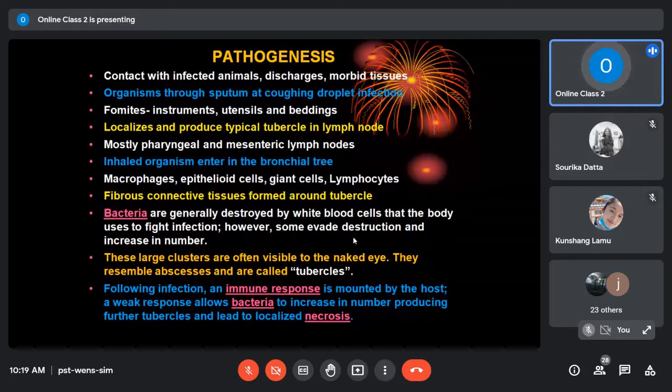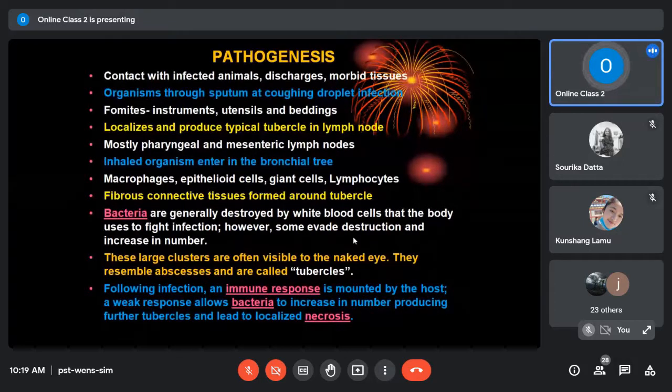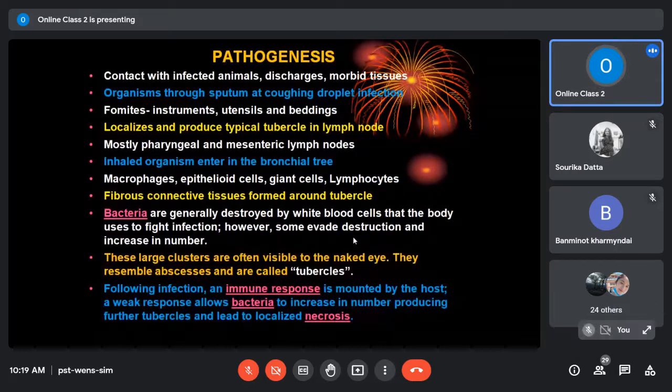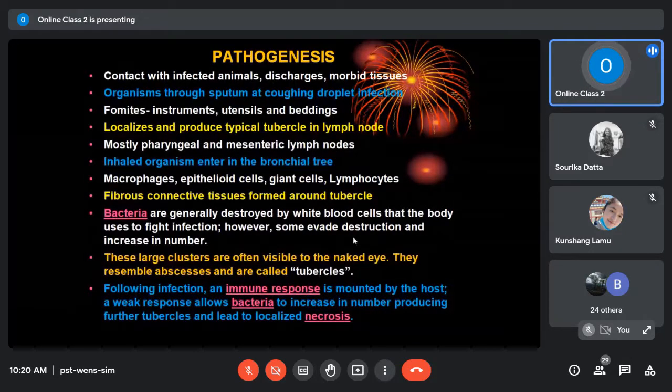Those inhaled Mycobacterium organisms enter the bronchial tree, in the respiratory system, and attack cells like macrophages. Then they form epithelioid cells, then giant cells, and lymphocytes may be present in the surrounding area, and fibrous connective tissue will be formed around the tubercle. That covers up the lesion. That means a central caseous necrotic area is surrounded by inflammatory cells like macrophages, epithelioid cells, giant cells, and lymphocytes.